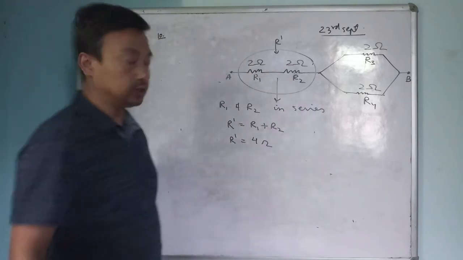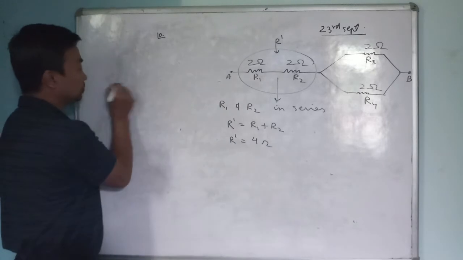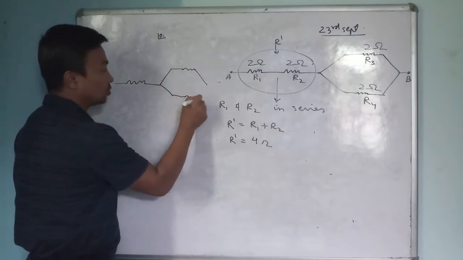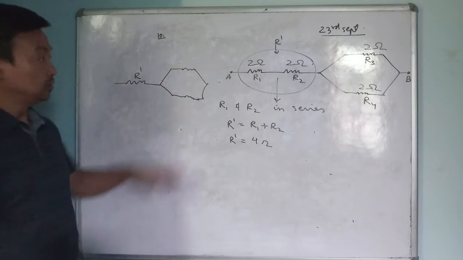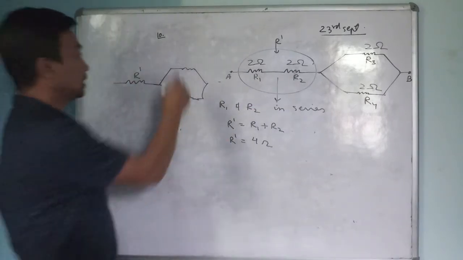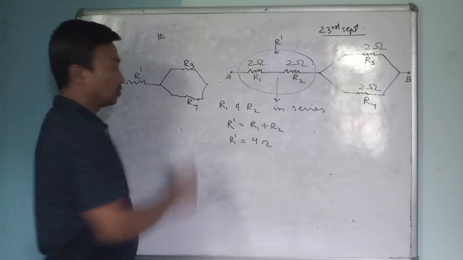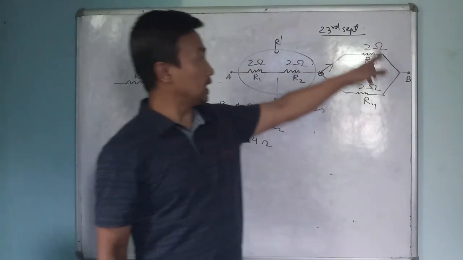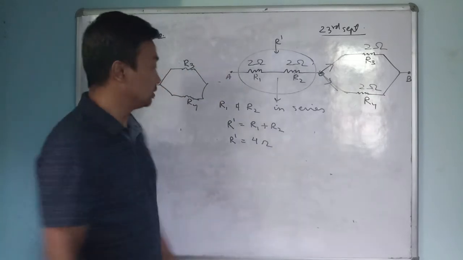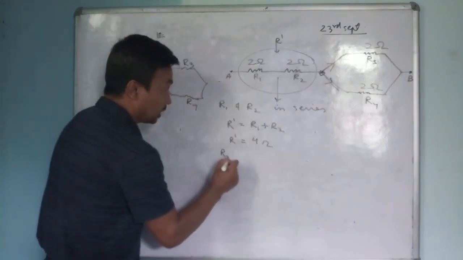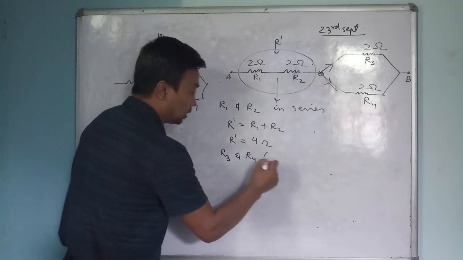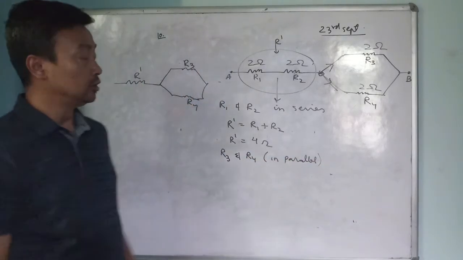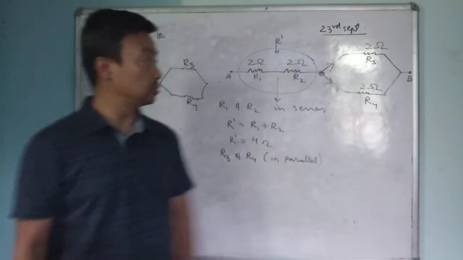So now see what happened here: these 2 resistors are combined. This has become R dash. So now we have reduced this 2 into 1. Now only 3 are left here. Now when you reach here, the current is splitting into 2. That means R3 and R4 are connected in parallel. So you have to know the formula for the parallel. What happens? We add the reciprocals to get one equivalent resistance.